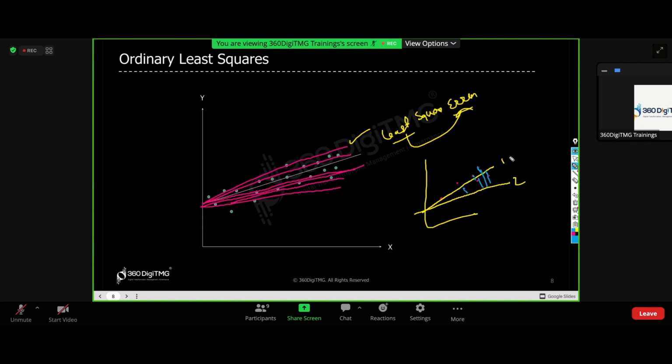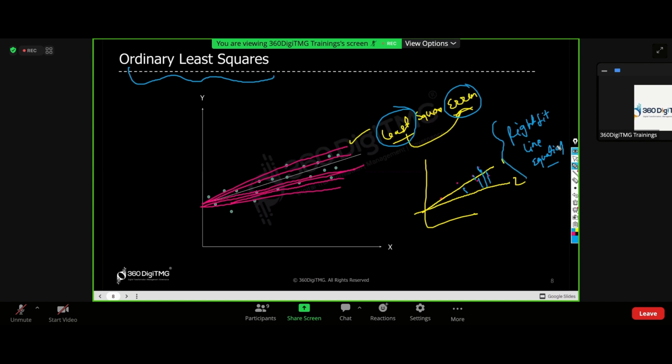So obviously I want that line which will give me the least error. Hence the name is ordinary least squares. It will give me the least error, and that line will be my right fit line of the equation. And I need to find that line which is going to give me the least errors.